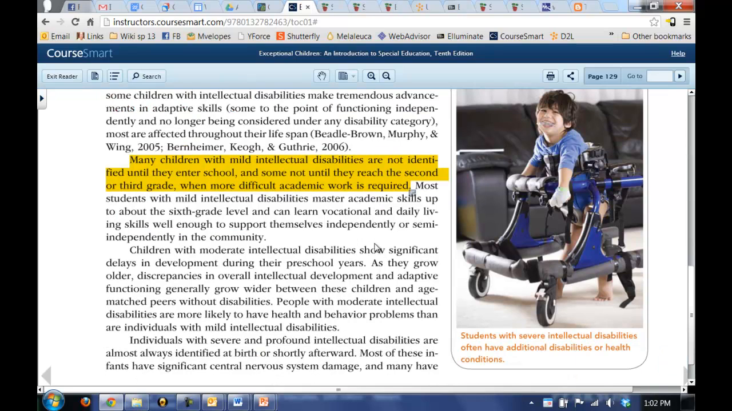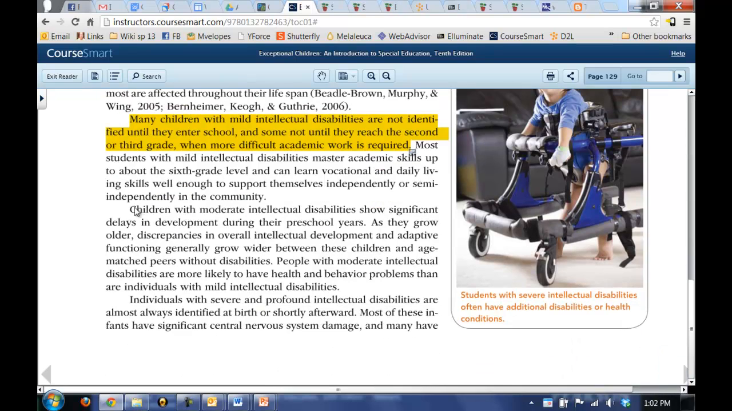But children with moderate intellectual disability should show significance during the preschool years. It shows up. And then, of course, with more severe and profound disabilities, at birth. So that's nothing profound about that. You know that.